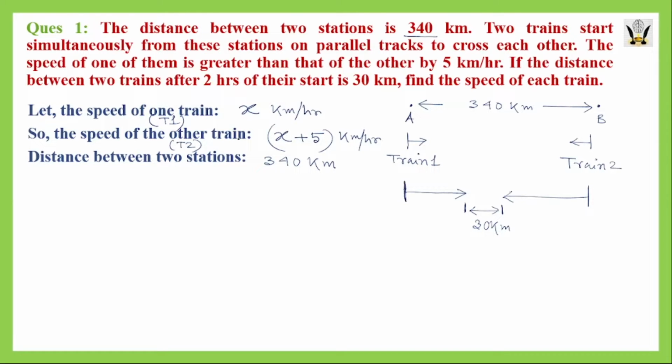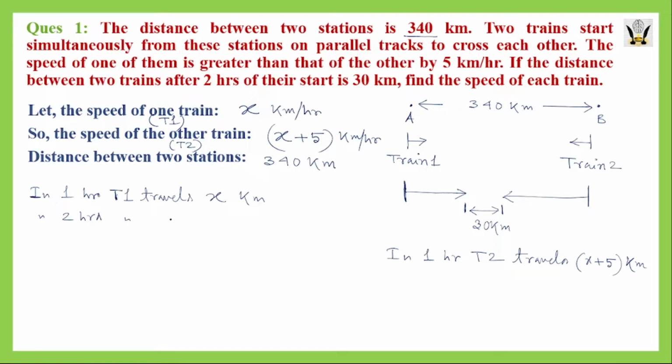So what we have to do is, as per the variable that we have taken, first find how much distance train 1 covers in 2 hours, and also in that same 2 hours, since they started simultaneously, how much distance train 2 covers. Since the speed of train 1 is x kilometer per hour, in 1 hour train 1 travels x kilometer. That means in 2 hours train 1 will travel twice that distance, so it will be 2x kilometer.